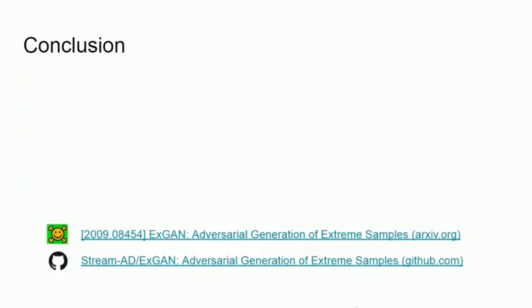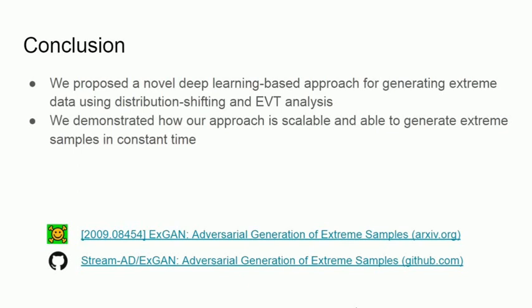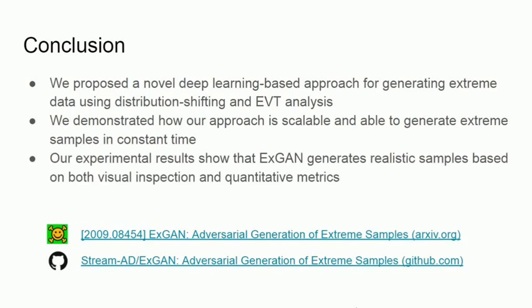In conclusion, we proposed a novel deep learning based approach for generating extreme data using distribution shifting and EVT analysis. We demonstrated how our approach is scalable and able to generate extreme samples in constant time. Our experimental results show that ExGAN generates realistic samples based on both visual inspection and quantitative metrics.